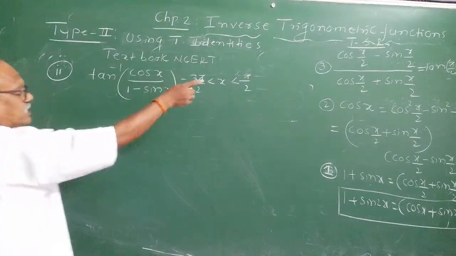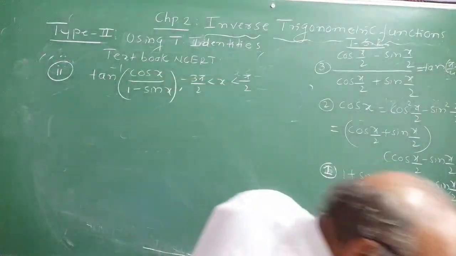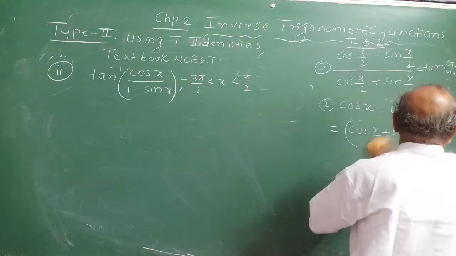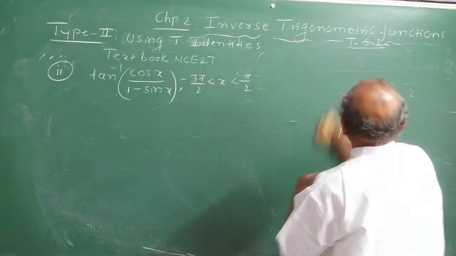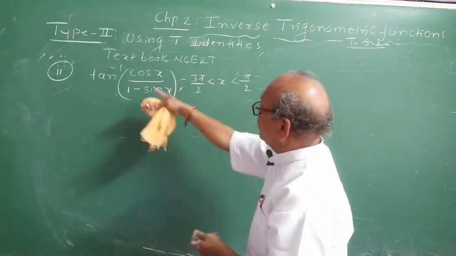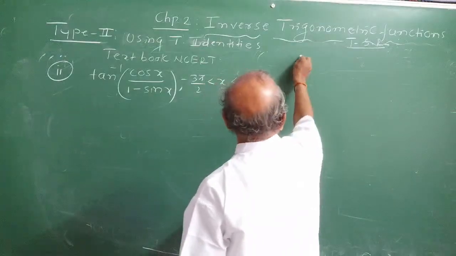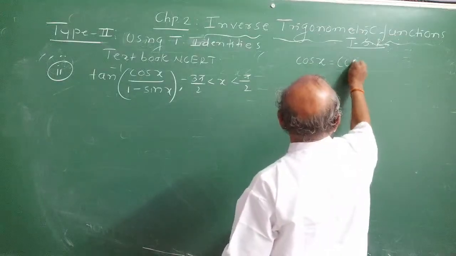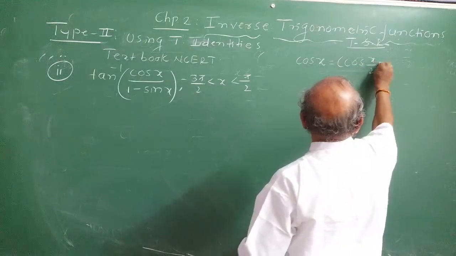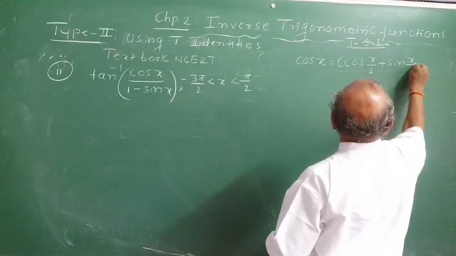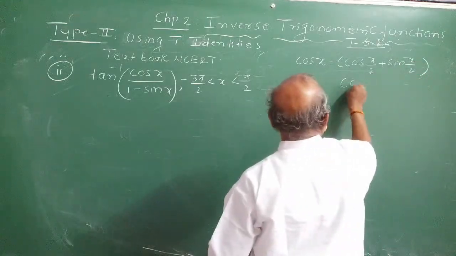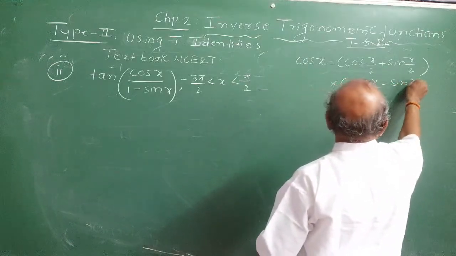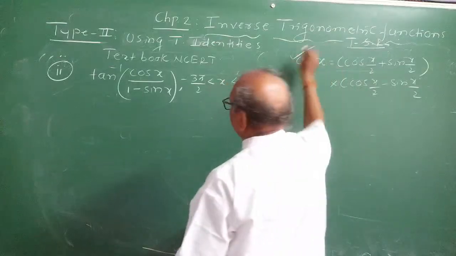Use the identities, time saving results. We will collect the time saving results first, and you can solve them in the exam on the right side. See, you must know how to express cos x. Already we studied. Cos x can be written as cos x by 2 plus sin x by 2, and cos x by 2 into cos x by 2 minus sin x by 2. This time saving result is already ready with you.